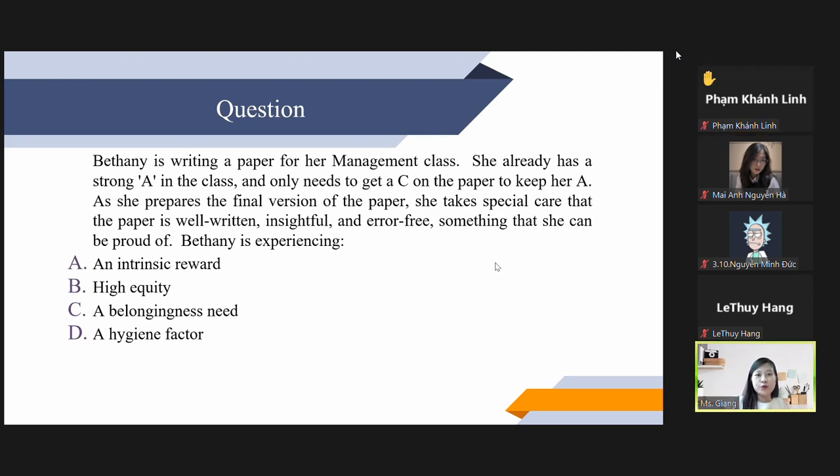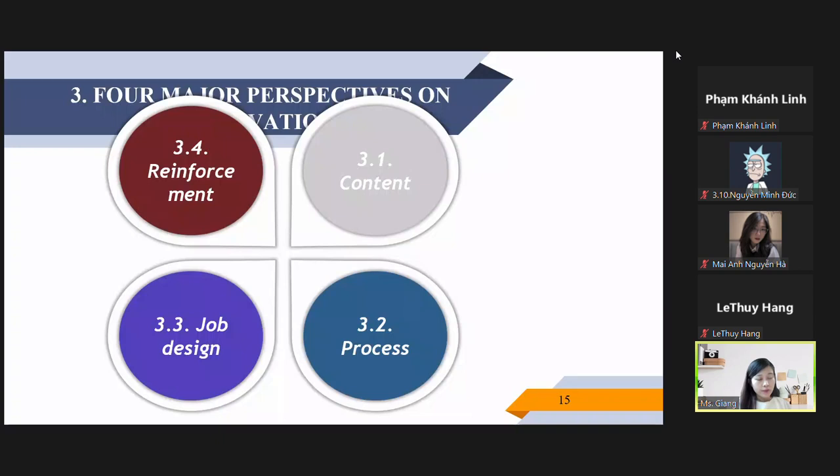Now let's move to the next part, the very important part, but I think that it will be a little bit difficult. So please pay attention. Please stay focused. We will talk about the four main perspectives on motivation. We have the four major perspectives in total: content perspective, process perspective, job design perspective, and reinforcement perspective. Trong cái phần này thì chúng ta sẽ nói về những cái cách tiếp cận, đúng không ạ? Những cái quan điểm khác nhau liên quan đến motivation.